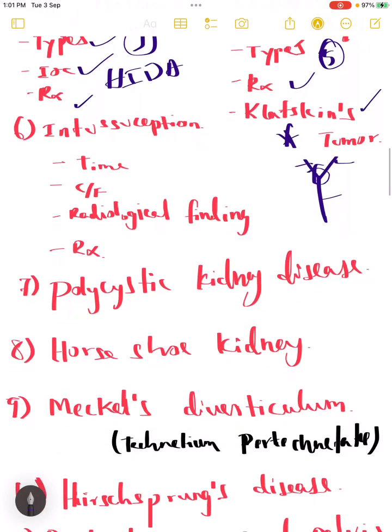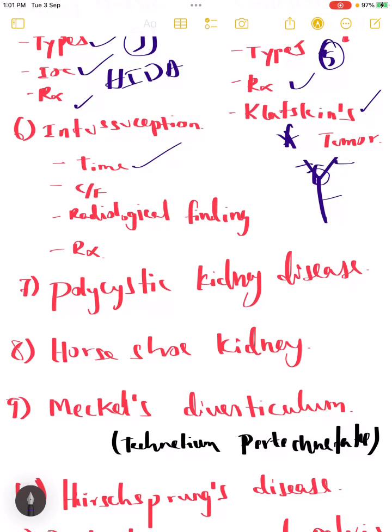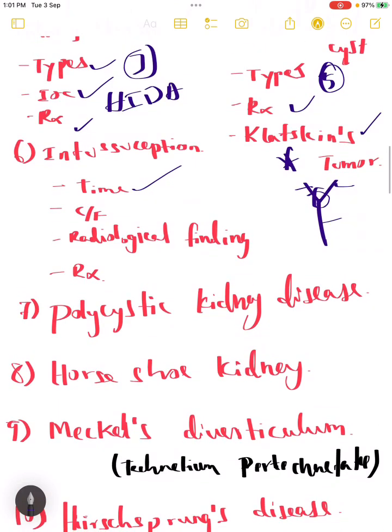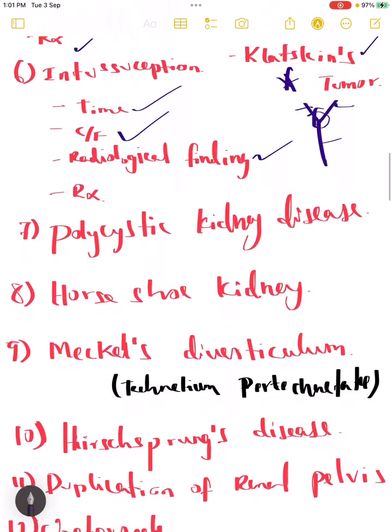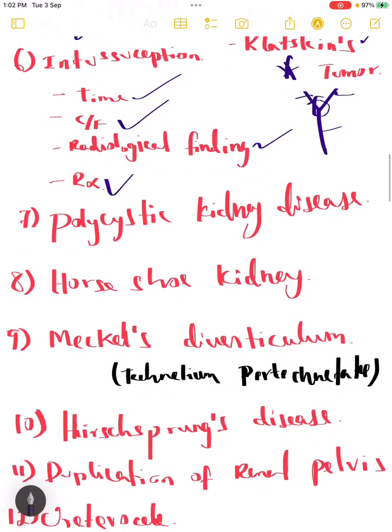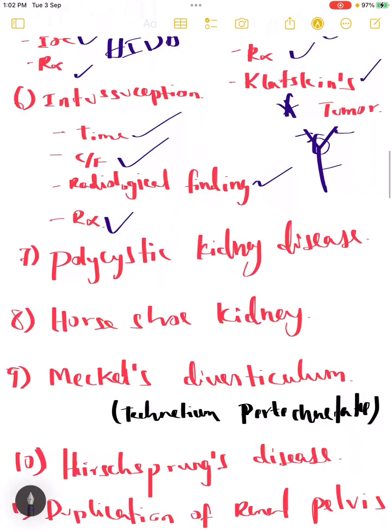Then intussusception. Everybody knows about intussusception, and it is also very important. As I said before starting pedia topics, know when it occurs, the types, clinical features and radiological findings. Radiological findings are very important in intussusception. For ultrasound we have the doughnut sign. For CT we have the sausage sign and something else. For barium enema we have the coil spring sign. Many things are there, so study about treatment also. Intussusception is an important 5-star question.